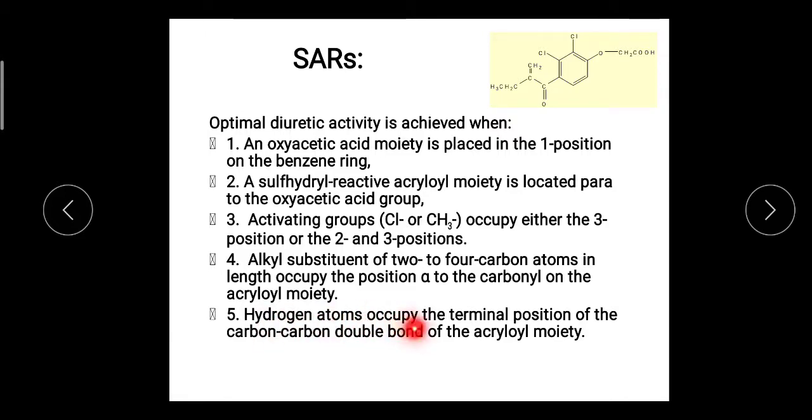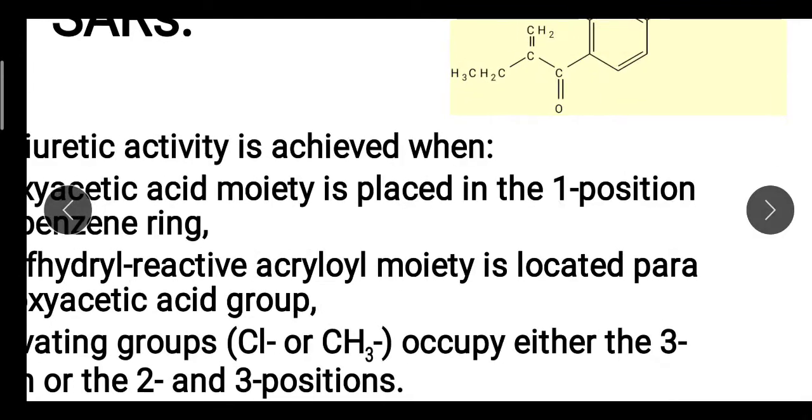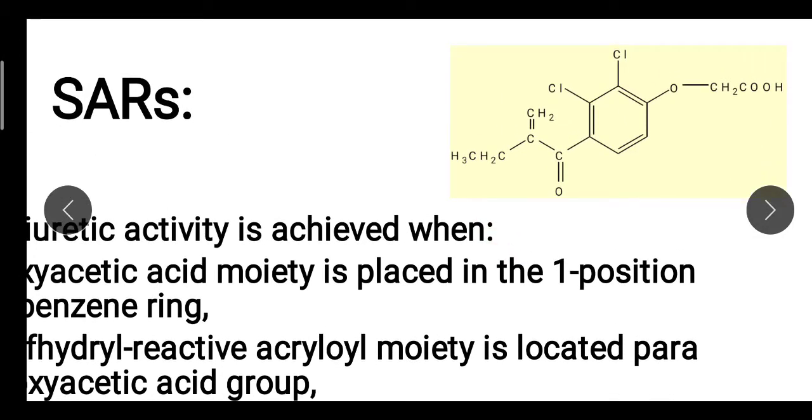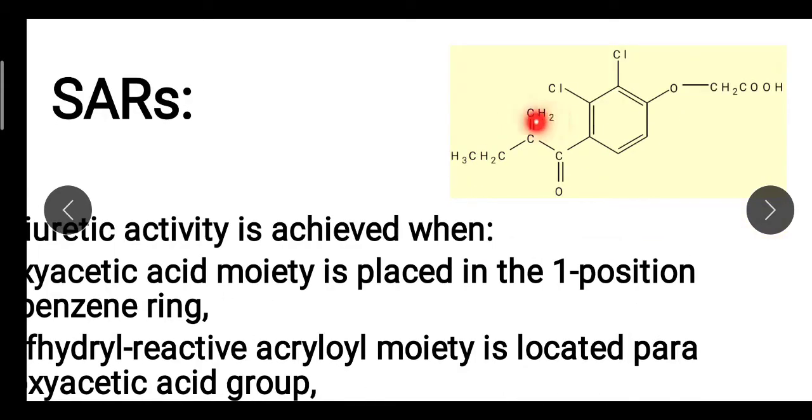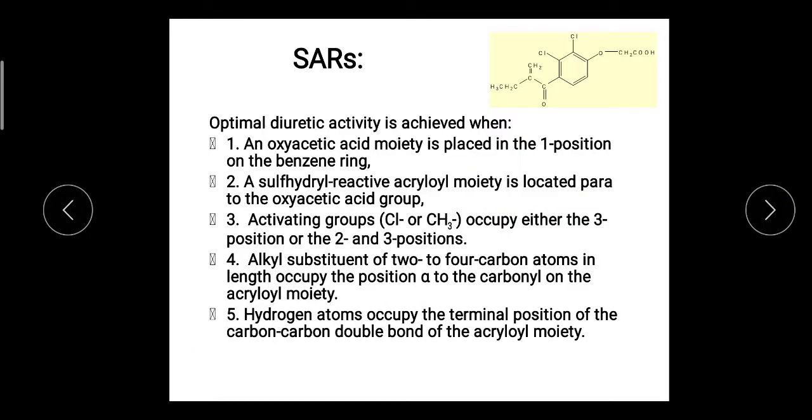A hydrogen atom occupies the terminal position of the carbon-carbon double bond of the acryloyl moiety. Here the carbon-carbon double bond is present, and the hydrogen should not be substituted. Hydrogen should be retained, meaning there is no substitution on this methylene moiety. If we do substitution, then it decreases the diuretic action, so hydrogen should be there at the methylene group.